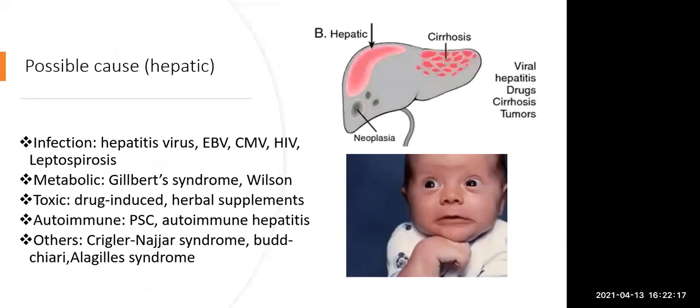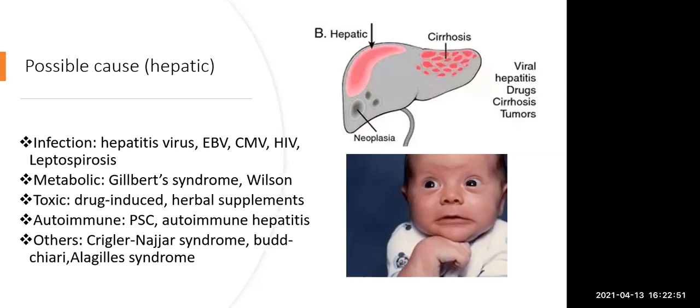So these are hepatic causes for jaundice. For example, infection-related like hepatitis B virus, which is common in vertical transmission where the child gets it from his or her mother. And EBV, Epstein-Barr virus, cytomegalovirus, HIV, and also leptospirosis. Metabolic cause, for example, like Gilbert syndrome, where there is decreased bilirubin uptake by the liver, and also Wilson disease, where copper accumulates in the liver. It can also accumulate in the kidneys, brain, and also eyes.